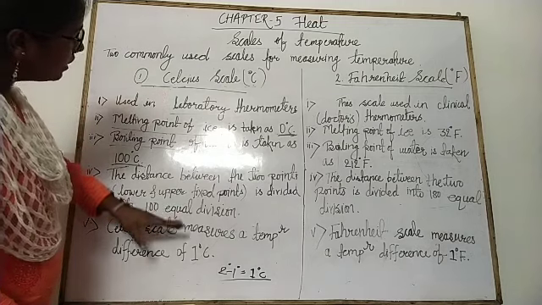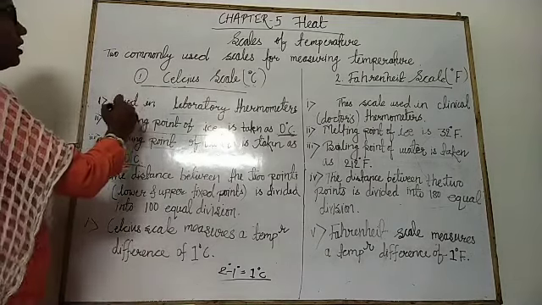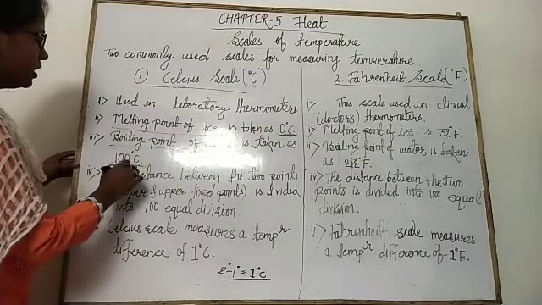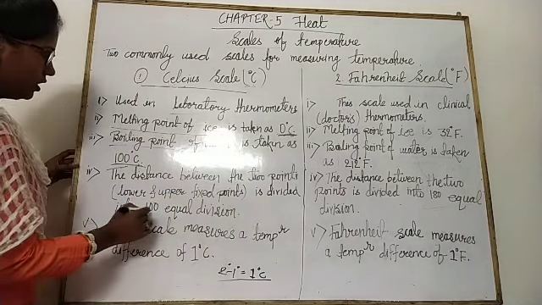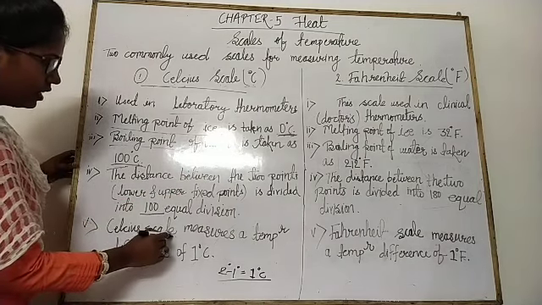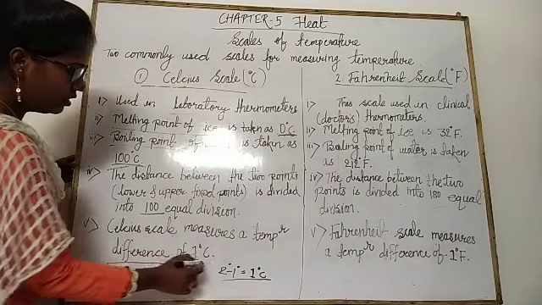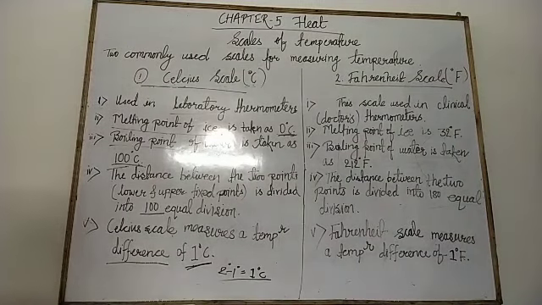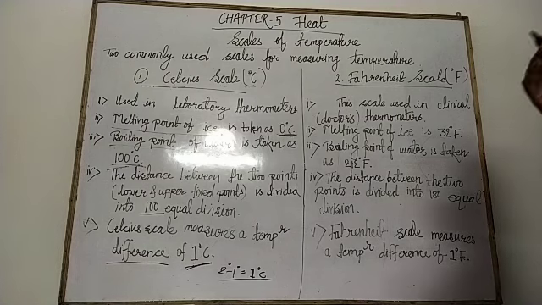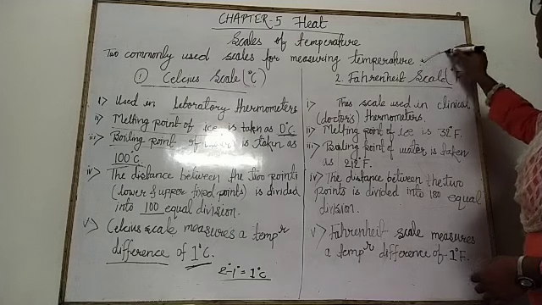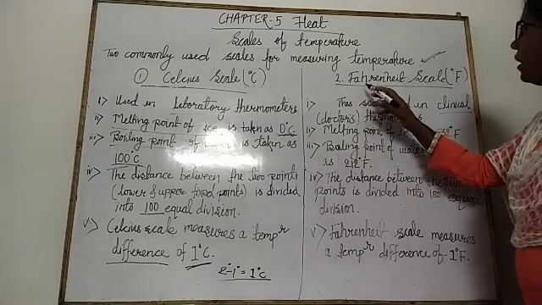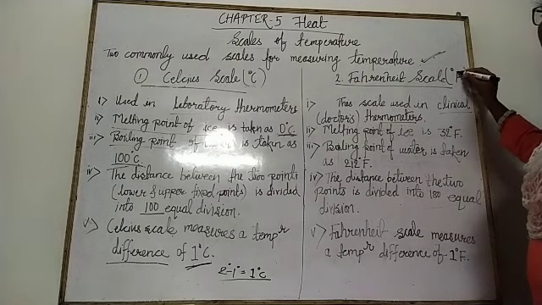So this is about the Celsius scale. I am repeating again: the Celsius scale is used in the laboratory thermometer, melting point 0 degree Celsius, boiling point 100 degree Celsius. The distance between the two points is 100 equal divisions, and the Celsius scale measures a temperature difference of 1 degree Celsius. Now I am going to explain the Fahrenheit scale. The Fahrenheit scale is also used to measure temperature in a thermometer, but in which thermometer? The clinical thermometer.